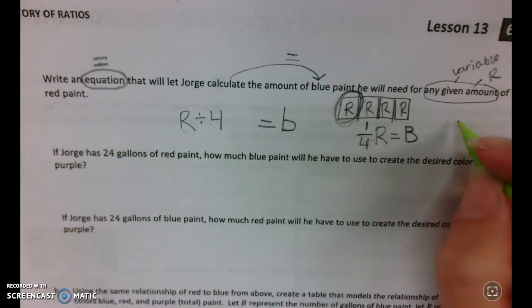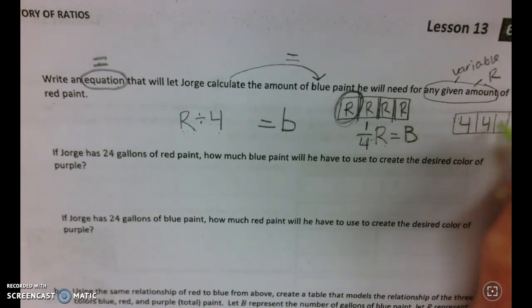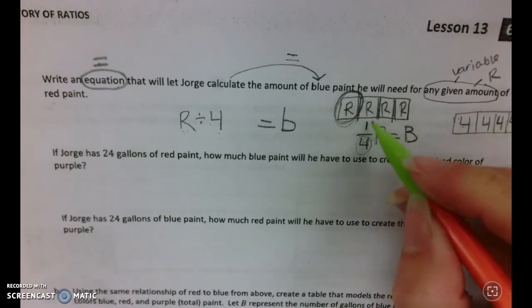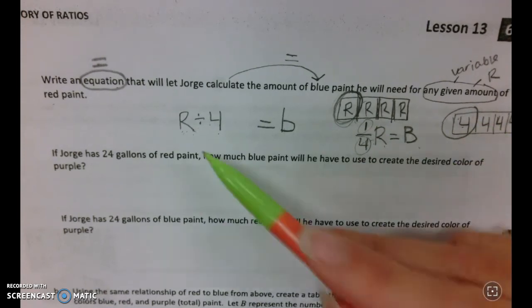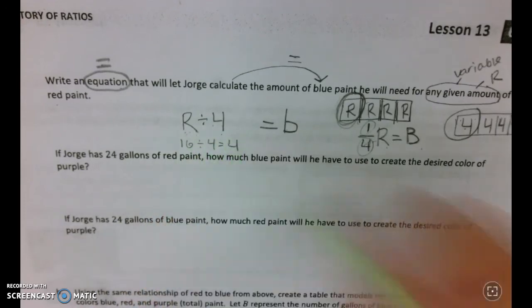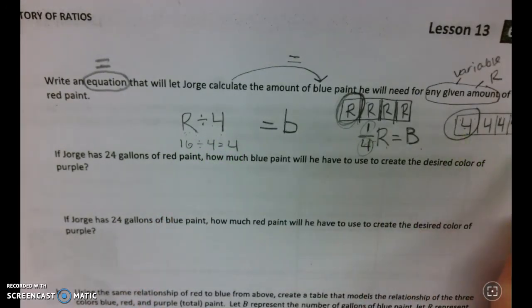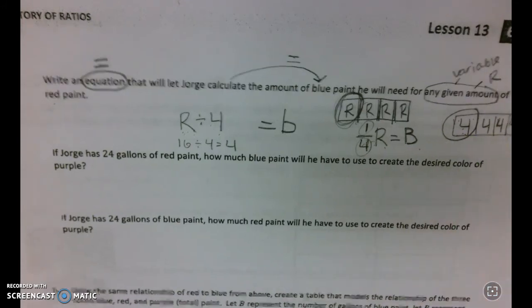Or here, if I had 16 reds, that means I would have 4 in each section, because I had 16, and then I break it into 4 equal pieces. That means 4 in each section, and then if I just wanted one of them, that would also equal 4. So either way I do it, 16 divided by 4 equals 4, or 1/4 of the group of 16 would also equal 4. So just depending on how you visualize that.